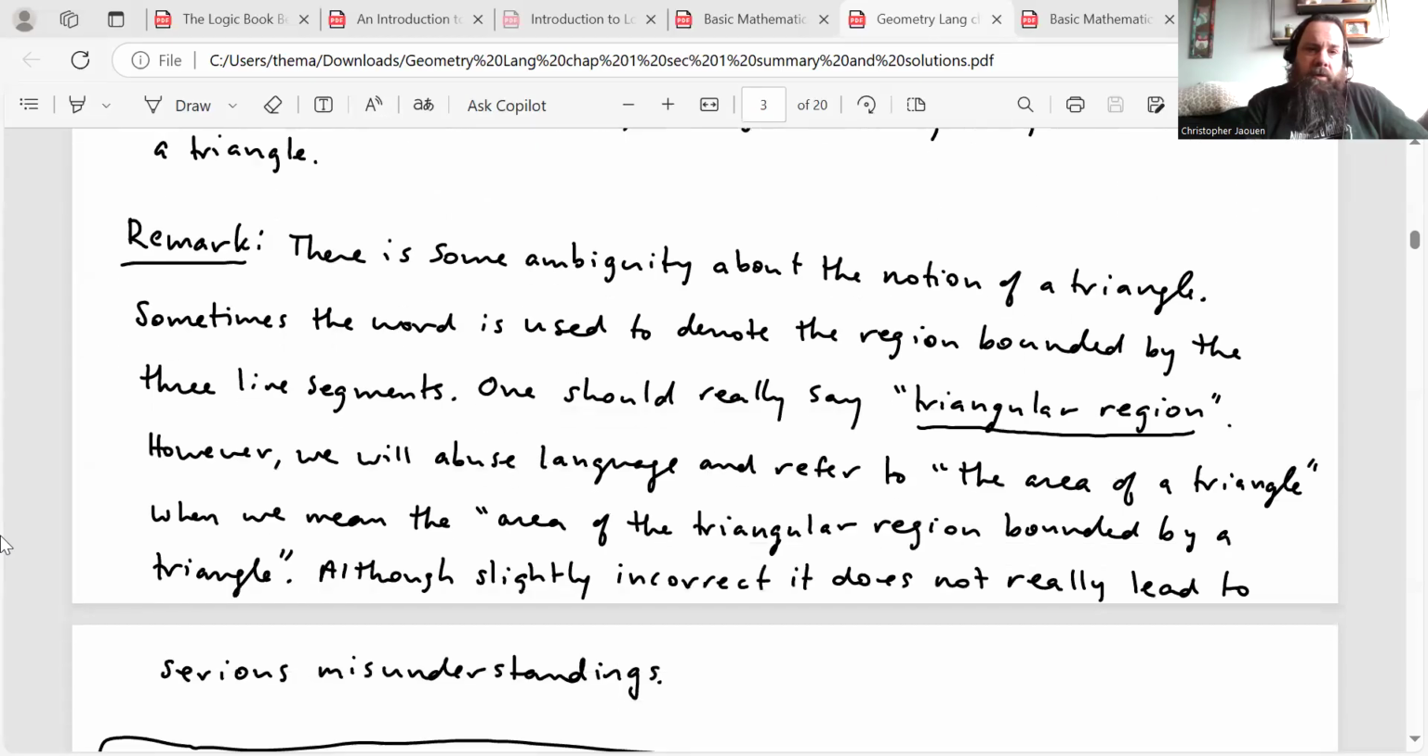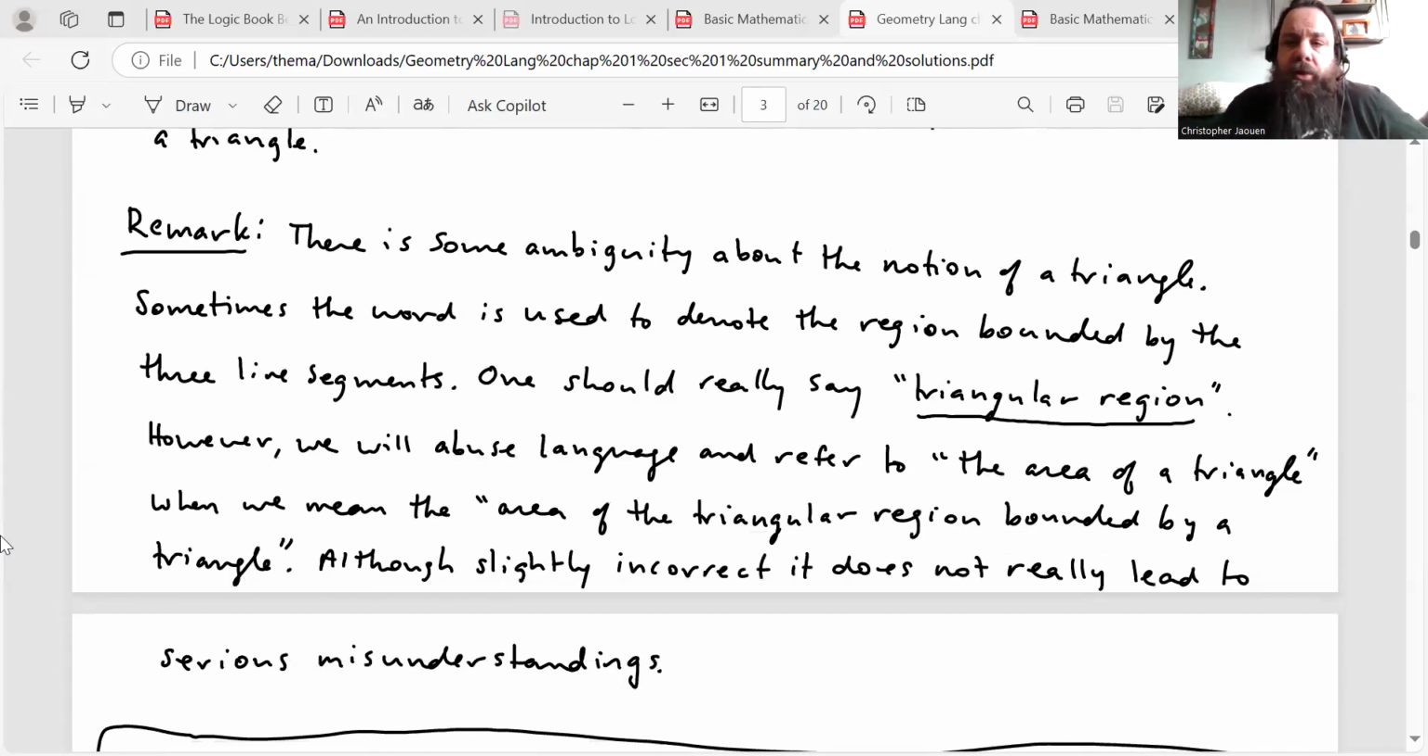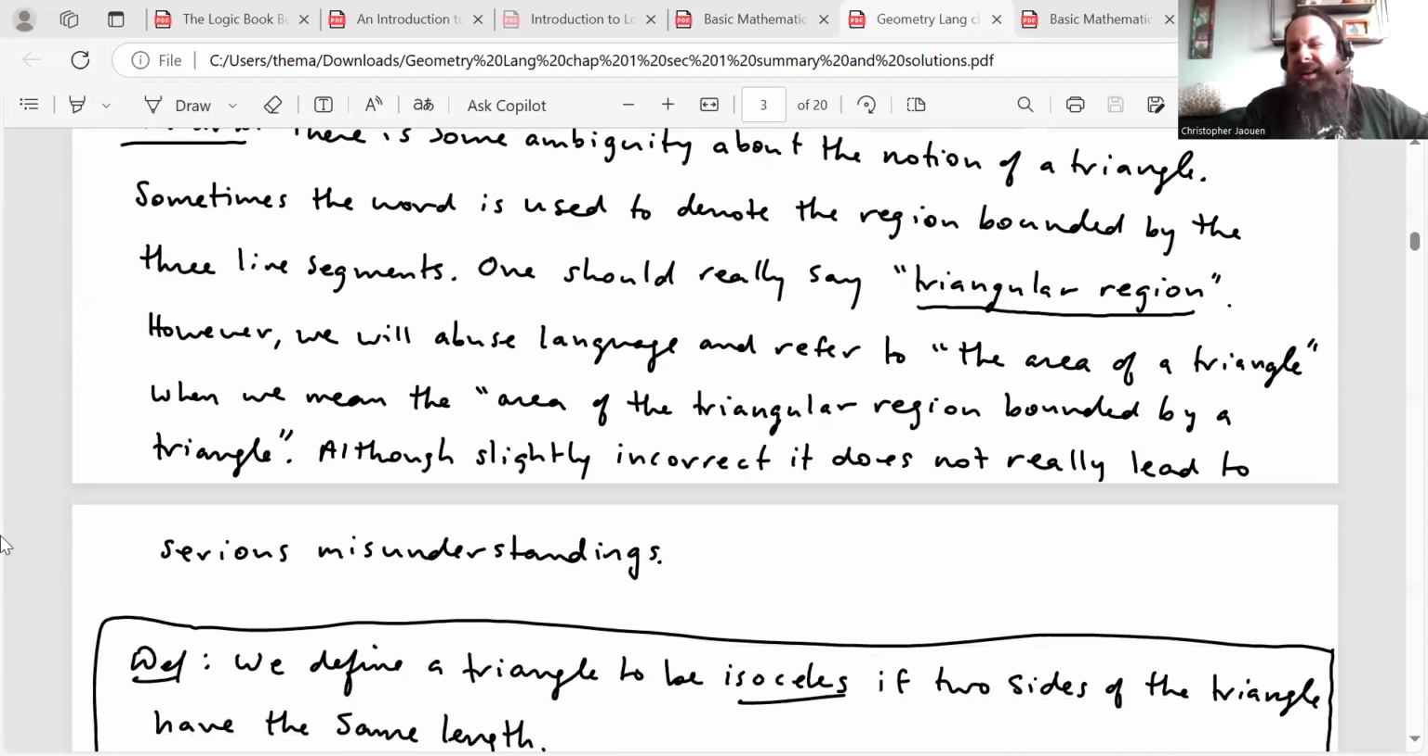All right. Remark: there's some ambiguity about the notion of a triangle, the way that we were talking about it, or will talk about them. Sometimes the word is used to denote the region bounded by 3 line segments. One should really say "triangular region." However, we will abuse language and refer to the area of a triangle when we mean the area of a triangular region bounded by a triangle. Although slightly incorrect, it does not really lead to serious misunderstanding. And obviously that's a lot easier to say.